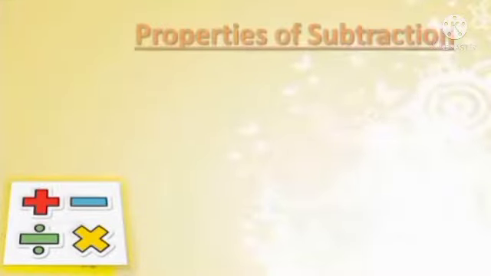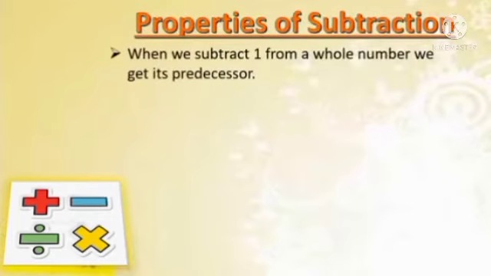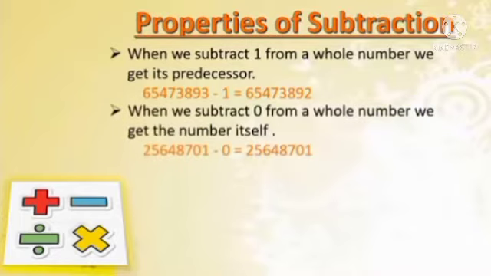See the properties of subtraction. When we subtract 1 from a whole number, we get its predecessor. For example, 6 crore 54 lakh 73,893 minus 1 gives 6 crore 54 lakh 73,892. When we subtract 0 from a whole number, we get the number itself as 2 crore 56 lakh 48,701 minus 0 gives again 2 crore 56 lakh 48,701 only.